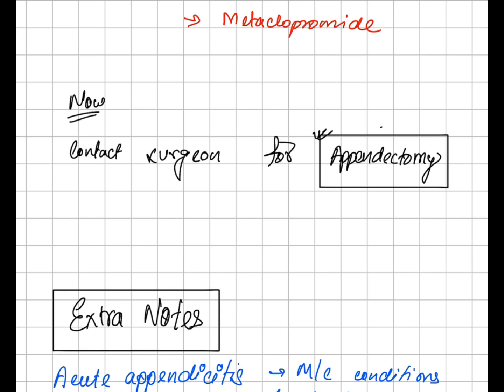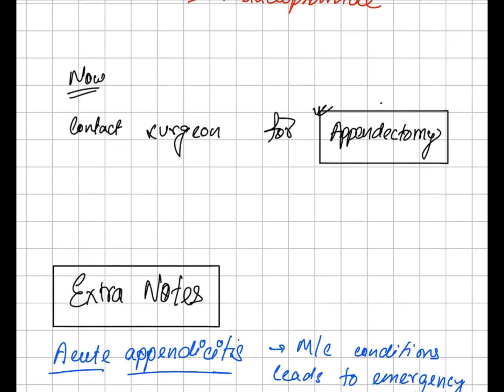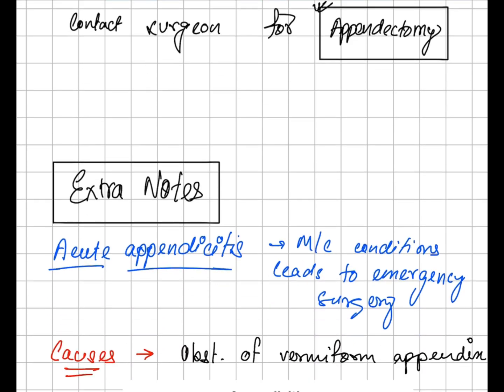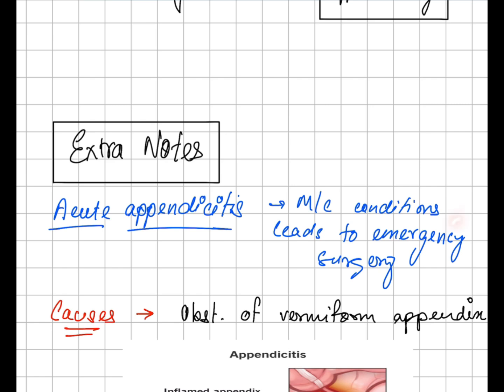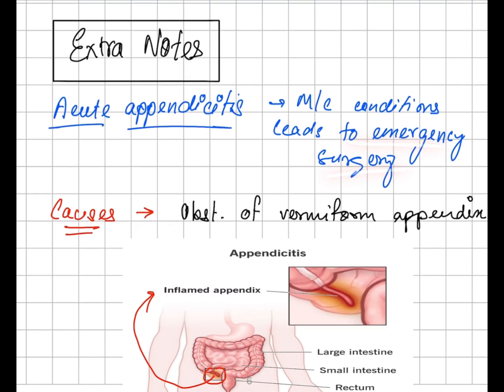And let us move to some extra notes. What are the extra notes about this? This is a general study to know a lot. Acute appendicitis is the most common condition that leads to emergency surgery. This is the only cure. Sometimes people may opt for medical treatment, or just stay on medications to relieve the pain, but that's not the ultimate cure. The ultimate and only cure for appendicitis is emergency surgery.